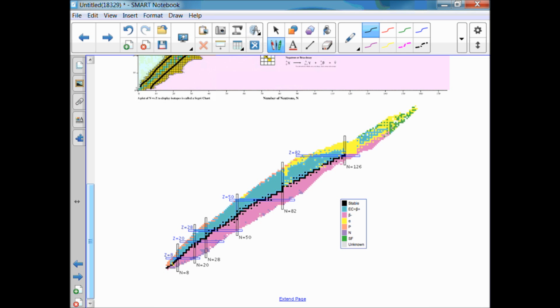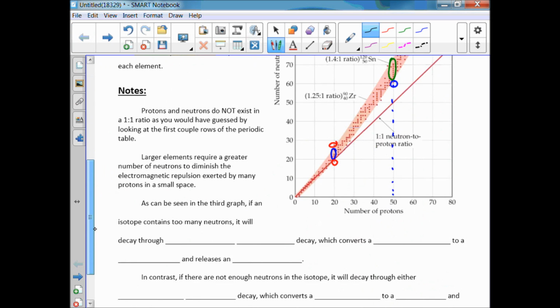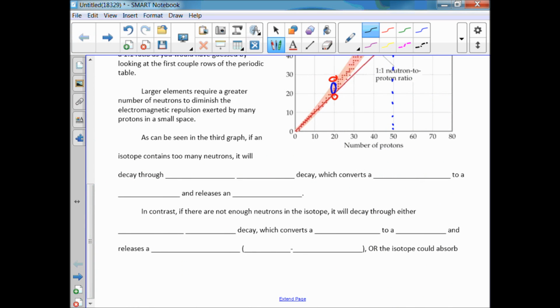No, you just have to understand what's going on. Oh, thank God. Okay? I can't see anything. Let me fill in this graph here, okay?